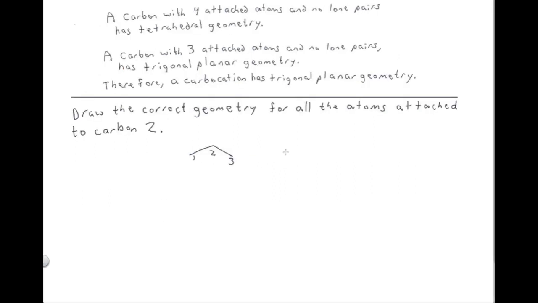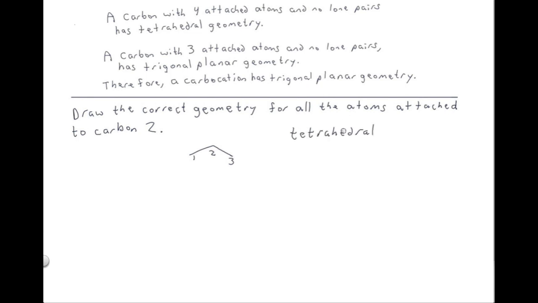Please pause the video and try this exercise. Now we'll discuss. First, we have to identify the correct geometry. Well, carbon 2 is a neutral carbon, so it should have 4 bonds. The 2 bonds we can see and 2 hidden hydrogens. So this would be a carbon with 4 attached atoms, carbon 1, carbon 3, and 2 hidden hydrogens. It has no lone pairs because the 4 bonds are already an octet, so we identify that carbon 2 has tetrahedral geometry.